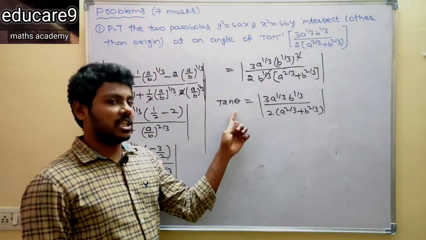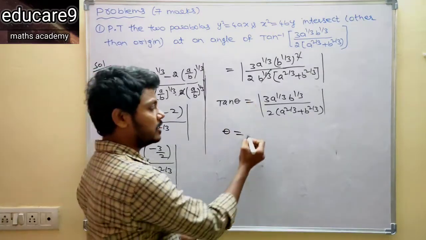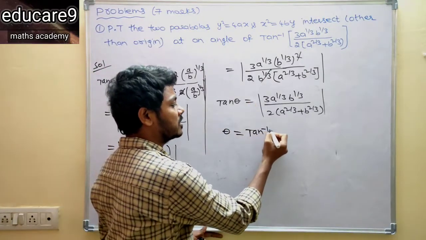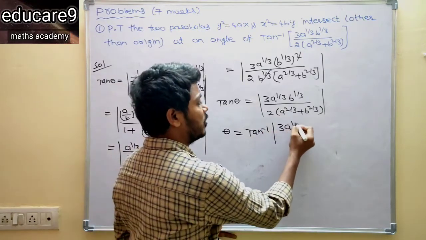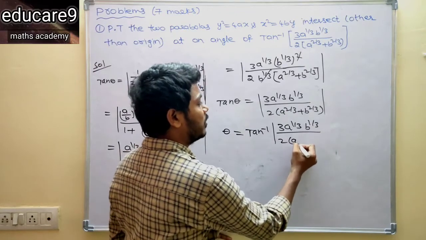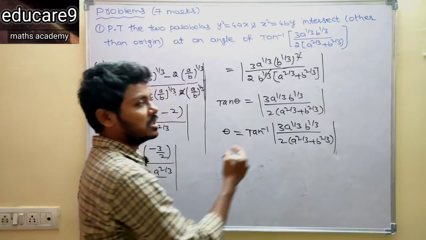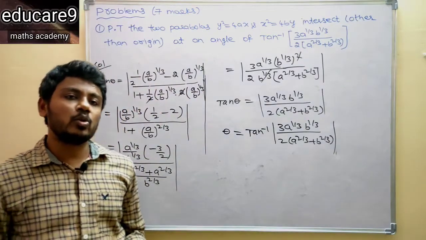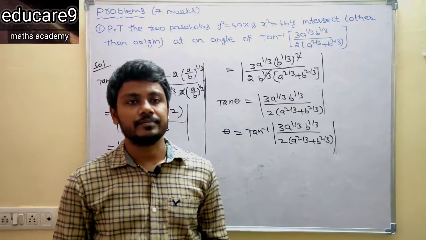So what is theta? Theta is equal to, sending the tan to the right side, tan inverse of this one, 3a power 1 by 3 b power 1 by 3 divided by 2 into a power 2 by 3 plus b power 2 by 3. So this is the angle between the two curves other than the origin.